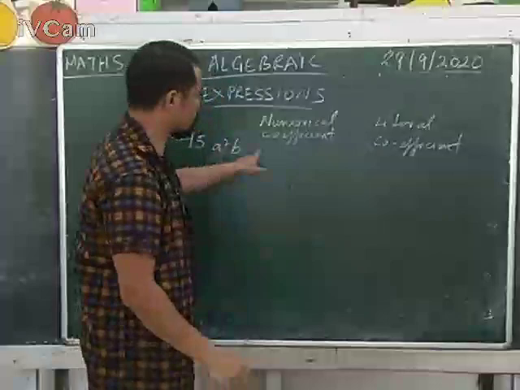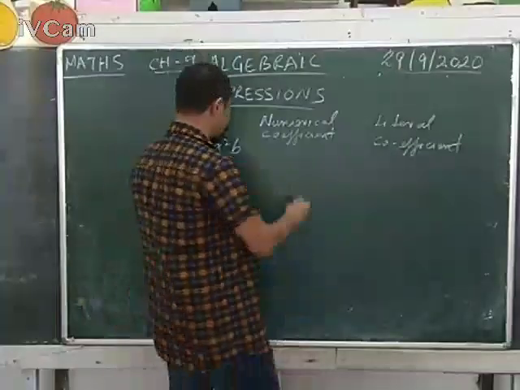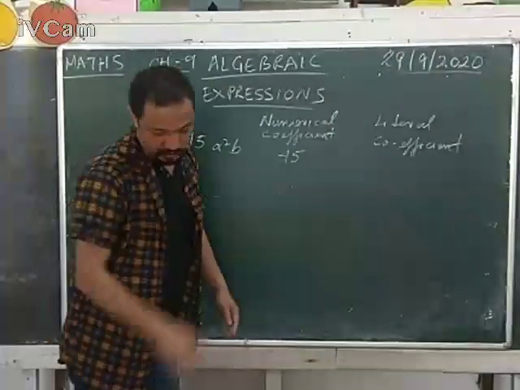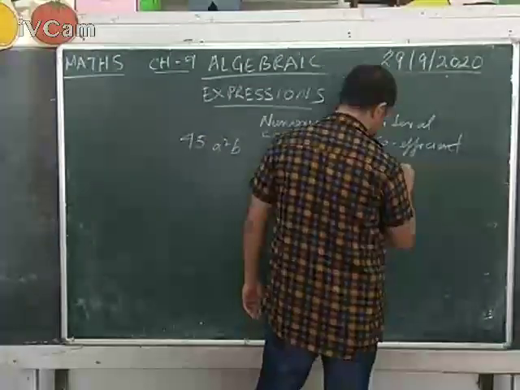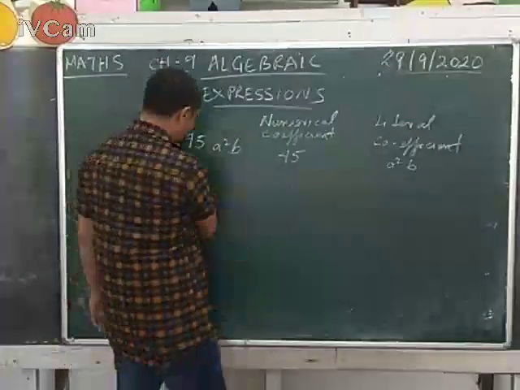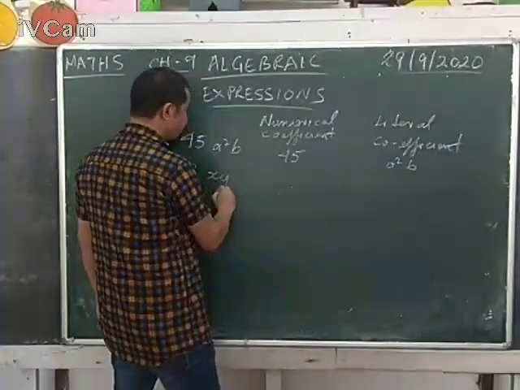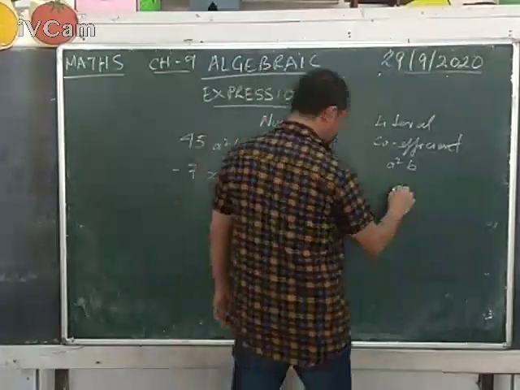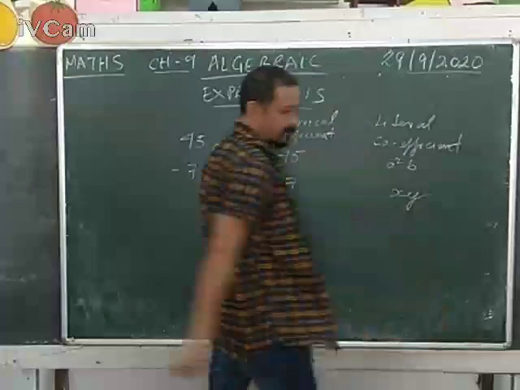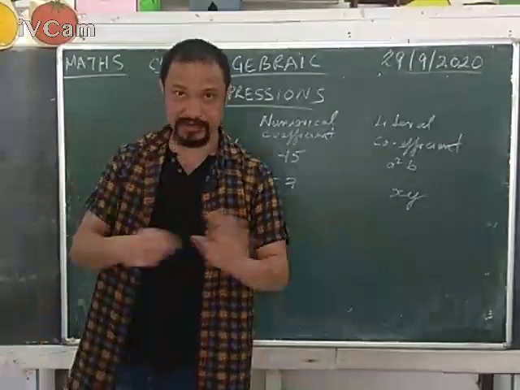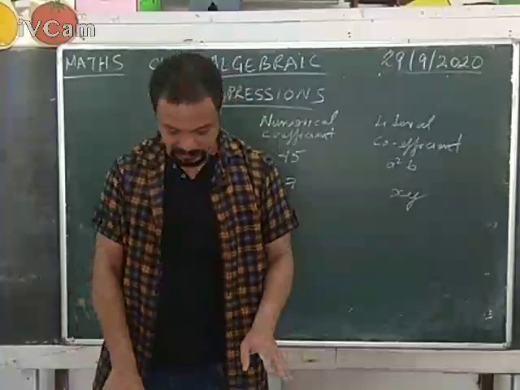Okay, what is the numerical coefficient? By now you should be able to do it. 45, isn't it? What is the literal? What are the alphabets there? A square b. Next example, minus 7xy. What is the numerical coefficient? Minus 7, right? What is the alphabet? Literal xy. Okay, children, get this straight. It's very simple. Don't try to get confused. Go through this video properly.